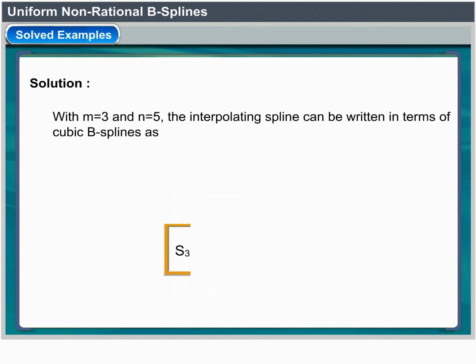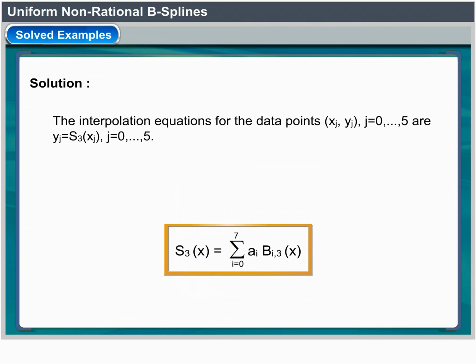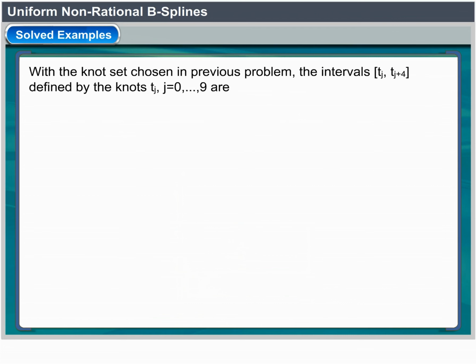The interpolation equations for the data points (x_j, y_j) with j equals 0 going up to 5 are y_j equals s_3(x_j), with j equals 0 going up to 5. With the knot set chosen in the previous problem, the intervals (t_j, t_{j+4}) are defined by the knots t_j, where j equals 0 going up to 9. And the following matrix results.